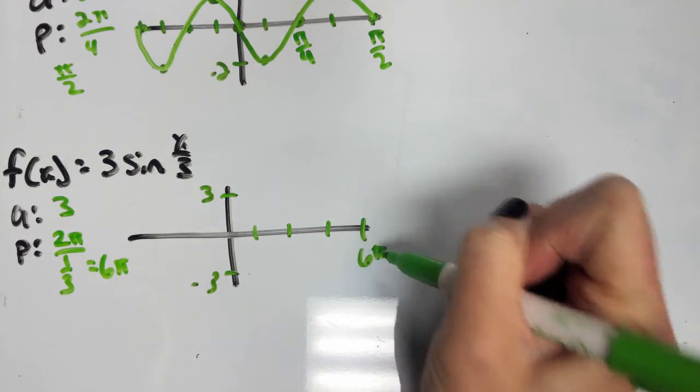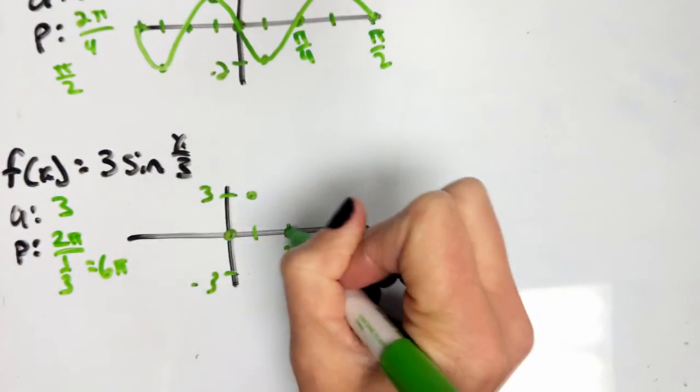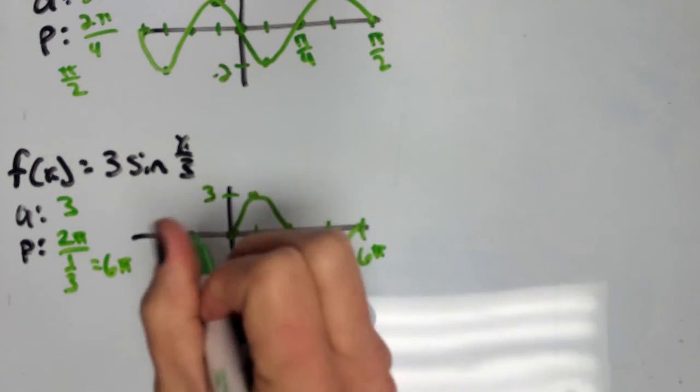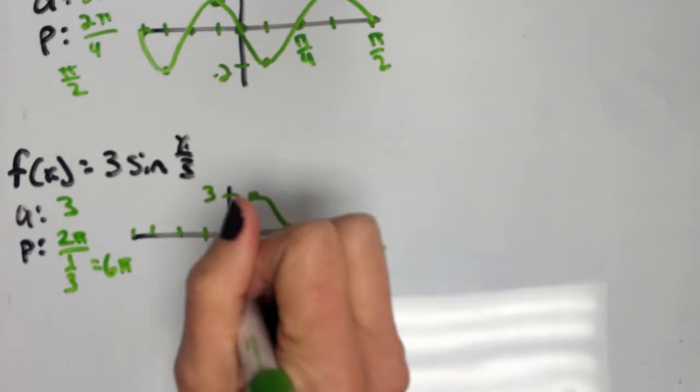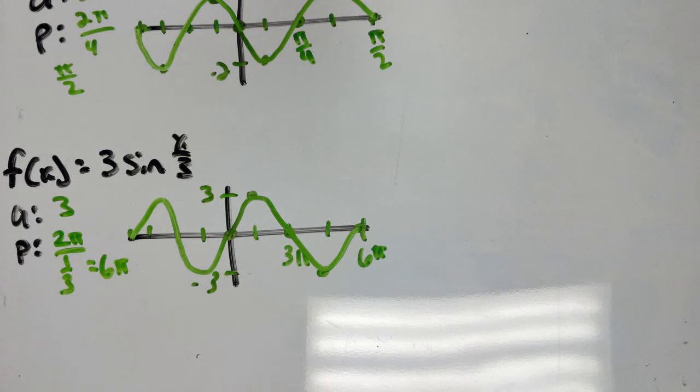This is 6 pi. This would be 3 pi. It's a positive, so we're going to go up, down, back down, and all the way around. So there's my 1 period. I'm going to go ahead and go backwards. And there's your 2 cycles, or 2 periods, of the sine graph.